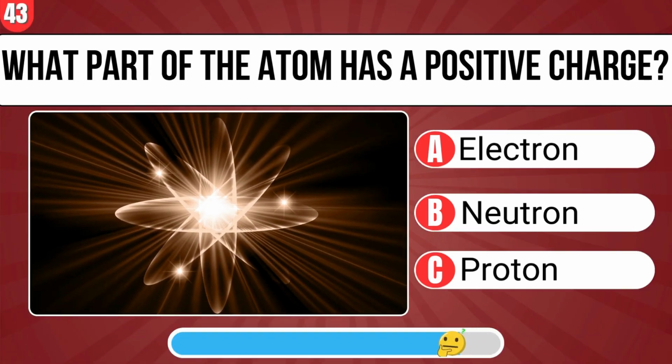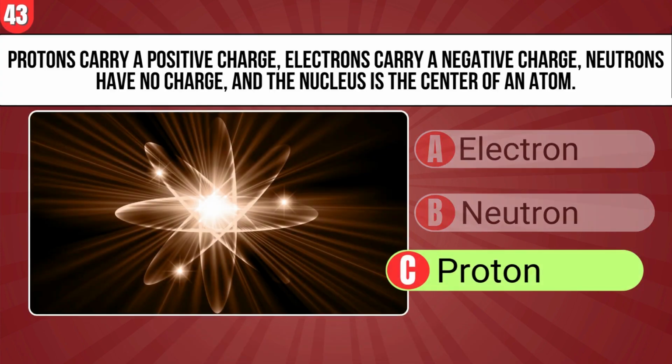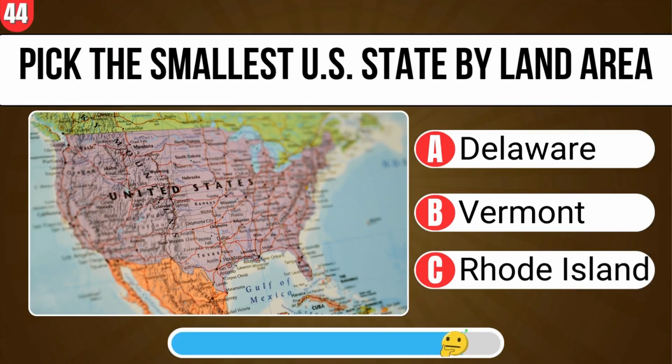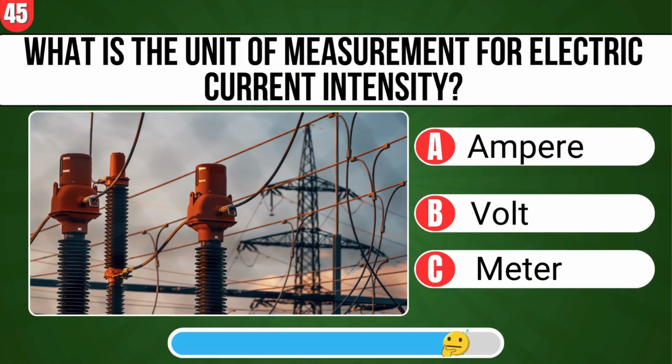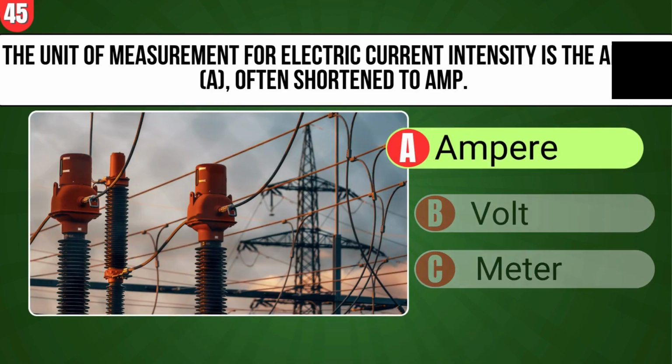What part of the atom has a positive charge? The part of the atom that has a positive charge is the proton. Pick the smallest U.S. state by land area. Rhode Island is the smallest U.S. state by land area. What is the unit of measurement for electric current intensity? The unit of measurement for electric current intensity is the ampere.